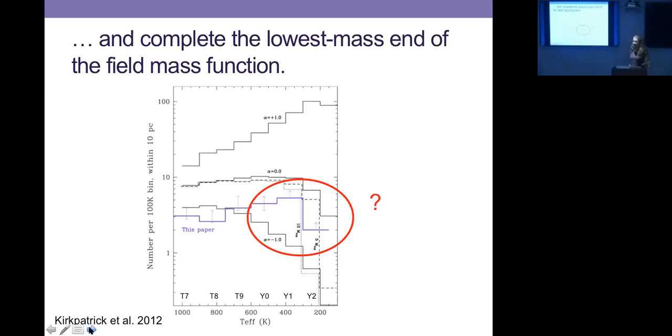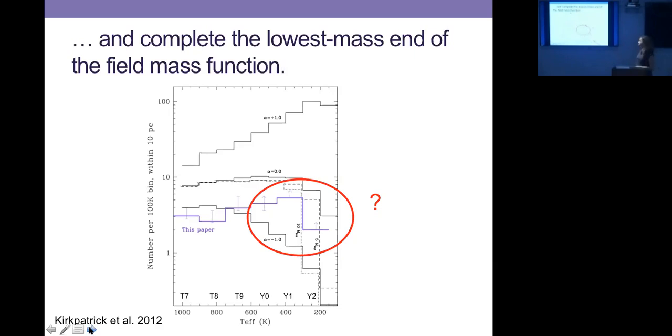And that will tell us about the efficiencies of how star formation works at the very lowest mass end. So this is a plot from Davy Kirkpatrick's 2012 paper in which he's plotting the number of objects per 100 Kelvin bin within 10 parsecs. If you take a look at the late T's here, they're fairly certain on just how many objects within 10 parsecs there are. But when we go to the Y dwarfs, all we have are lower limits.